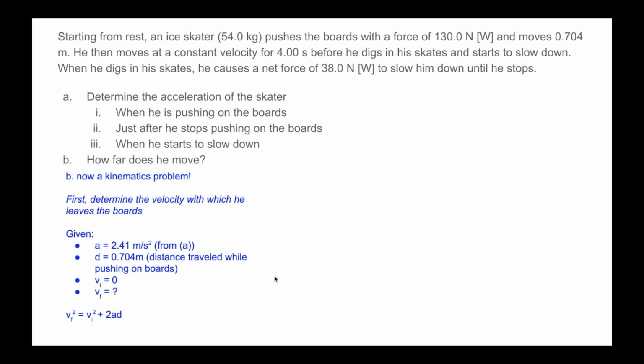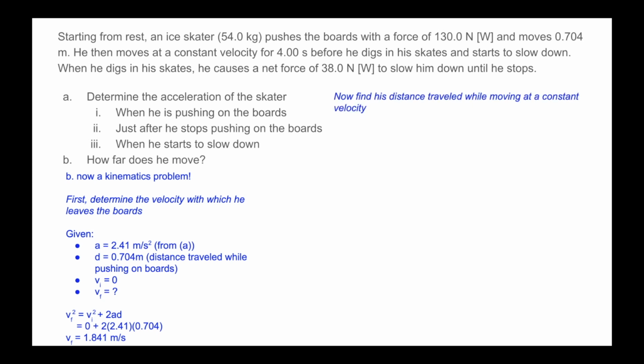So we can use the following kinematics equation because we know 3 of those things and we're trying to find the other one. So plug in the numbers to vf squared equals vi squared plus 2ad. And if you solve it, you should get 1.84 for the velocity.